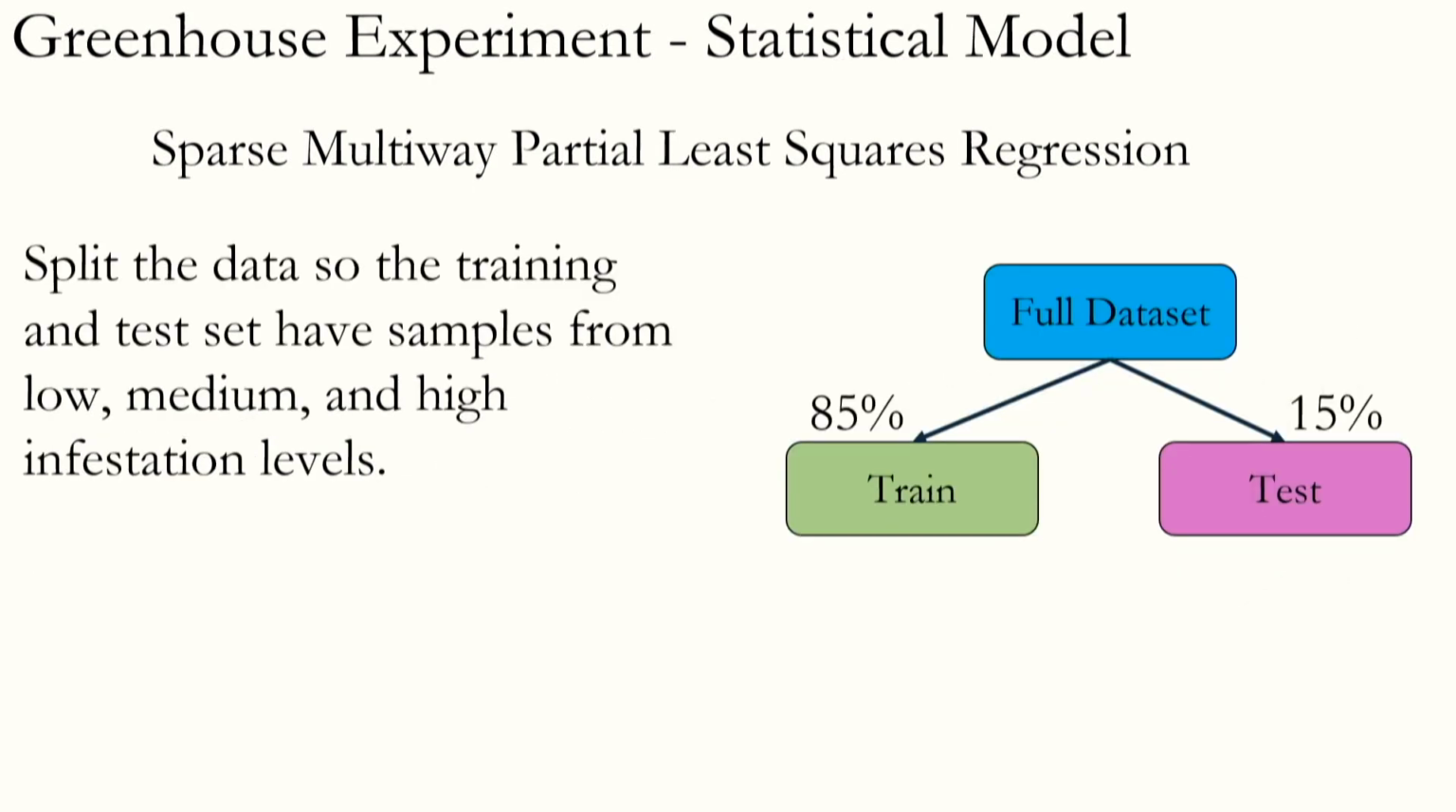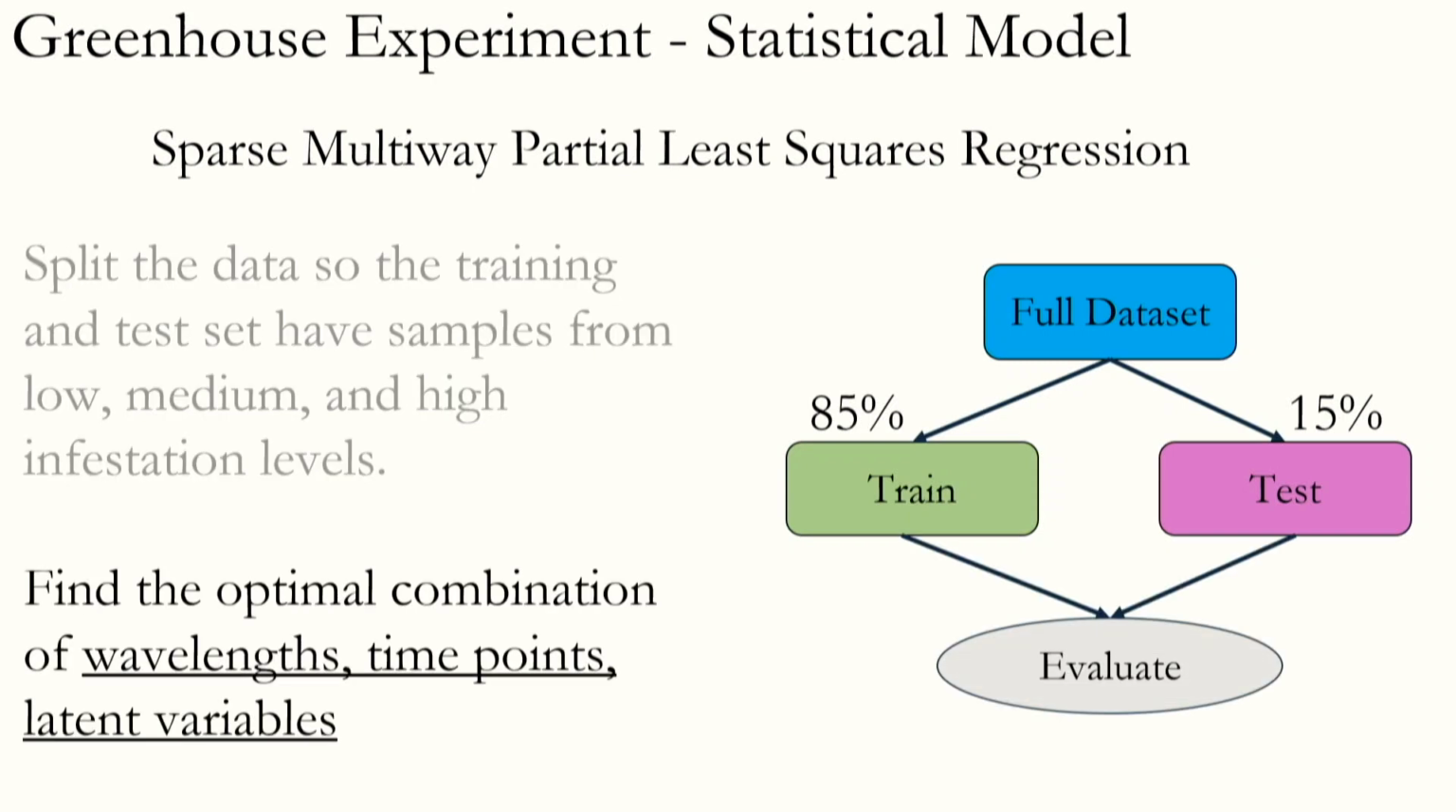And so to actually do this, I take my full data set, give my model 85% of the data set to train, and then I withhold 15% of it to understand how well this model is at estimating that property of infestation. And so again, we're just sorting through all those combinations of wavelengths and time points, and it uses something called latent variables to actually do the regression.